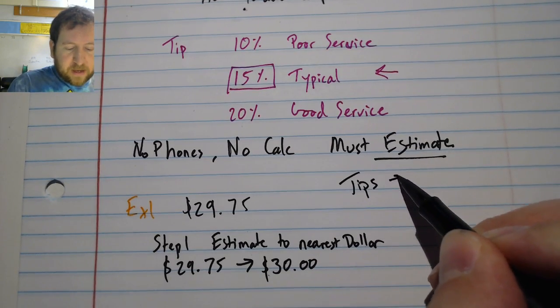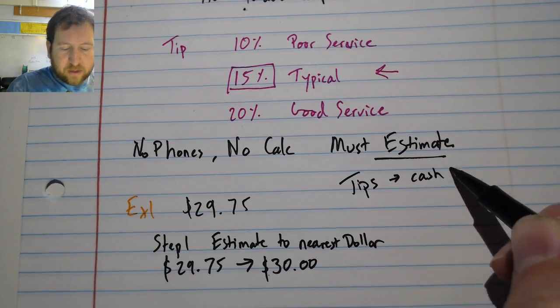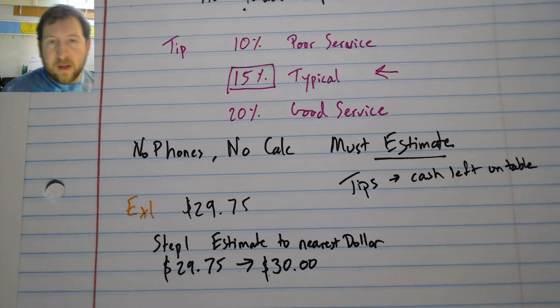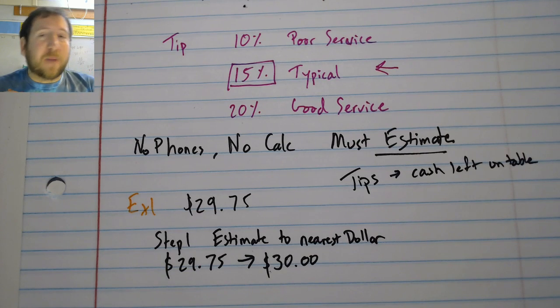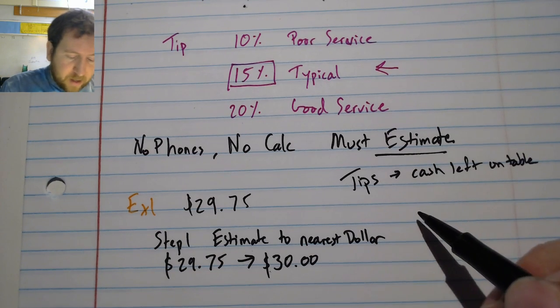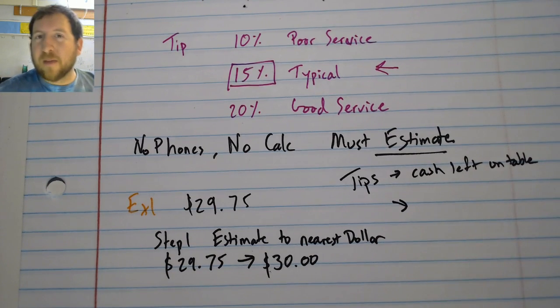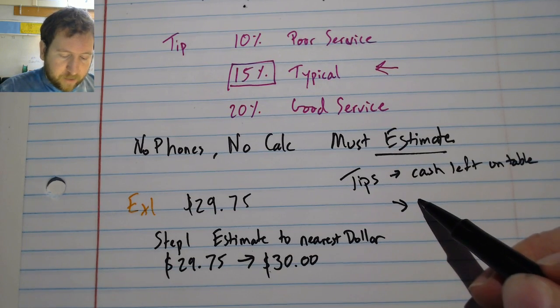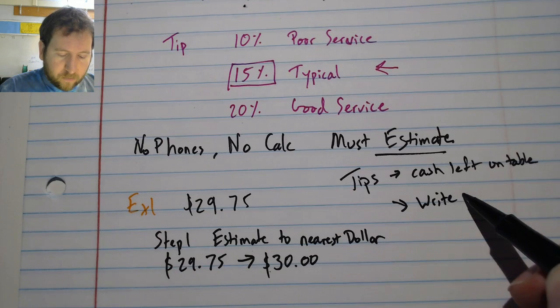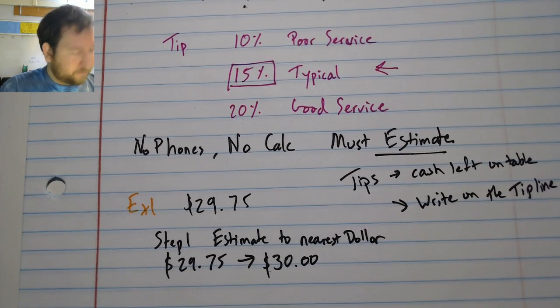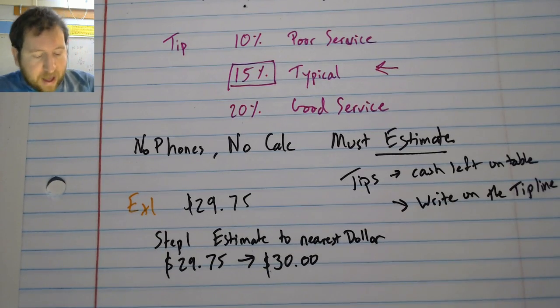Now, when you tip, tips used to be often cash left on the table. Nowadays, though, it's often you pay with a card or a debit card or a credit card. And in this, you have to write in the tip on this little tip line. And then you can tip different amounts that aren't necessarily just up to $1. So say now I'm at my $30.